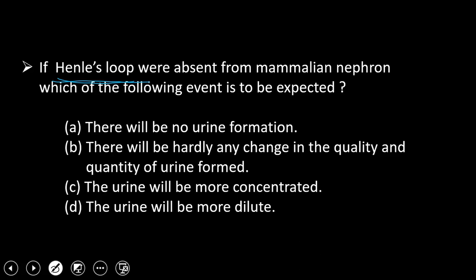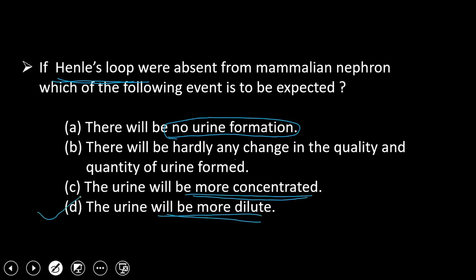So if loop of Henle is absent, there will be no urine formation? Yes, urine formation is still there. So this one is incorrect, no change. This one is also incorrect. Urine will be more concentrated is also incorrect, but urine will be more diluted.